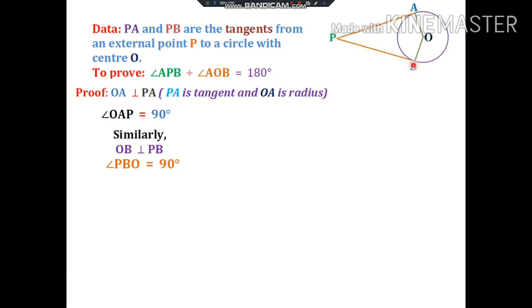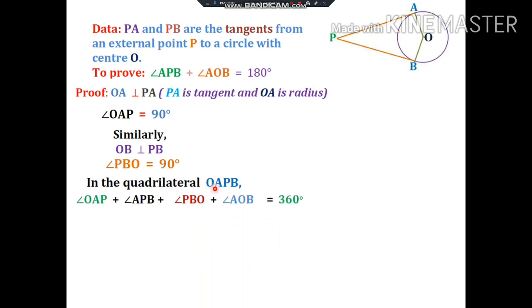Yes, you have learned in previous classes. The sum of the interior angles of a quadrilateral is 360 degrees. In this, you know two angles, angle A and angle B, which are 90 and 90, making 180. From 360, you subtract 180. The remaining is 180. Dear children, I hope you got the idea. Angle P plus angle O is equal to 180 degrees. Now let us write the steps.